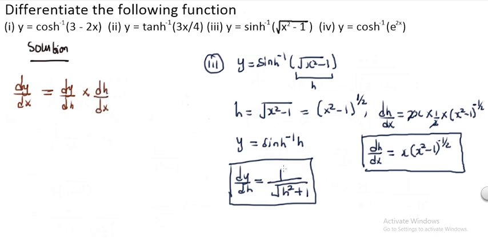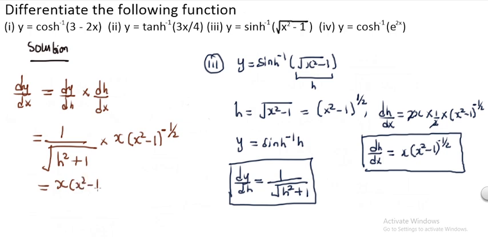So plugging these values into this equation, dy/dh is simply 1 over √(h² + 1), times dh/dx, which is x(x² − 1)^(−1/2). So if we multiply, this becomes x(x² − 1)^(−1/2). Then h² under the square root is simply (√(x² − 1))², so this is √((√(x² − 1))² + 1). From here, you can notice that the square root can cancel out the square here.